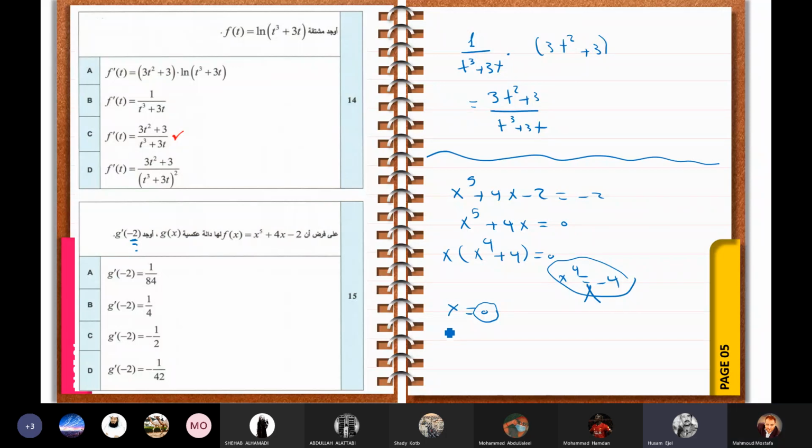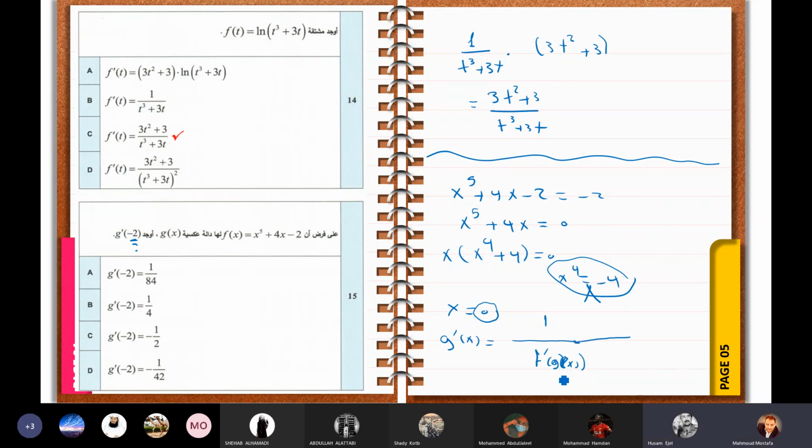Then we use the rule 1 over f prime of g of negative 2. 1 over g prime of x will be 1 over f prime of g of x. g of x equals g of negative 2 equals 0. Sorry again, sir, f prime has g of x inside it. Okay, right. Inside here is g of x. Yes.